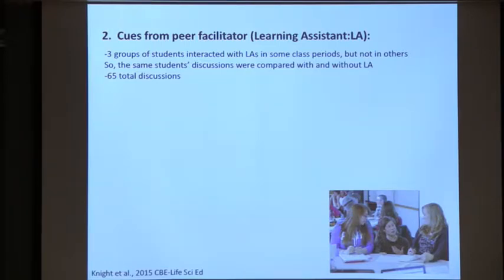So we set it up in a similar way to the first experiment that I just talked about. We had groups of students who interacted with an LA some lecture periods and not other lecture periods. That was really easy because there were a lot more students than there were LAs. And so LAs were rotating around the room, sitting sometimes with recorded student groups and sometimes with unrecorded groups. So we had, again, a comparison between the same groups of students with and without a learning assistant.